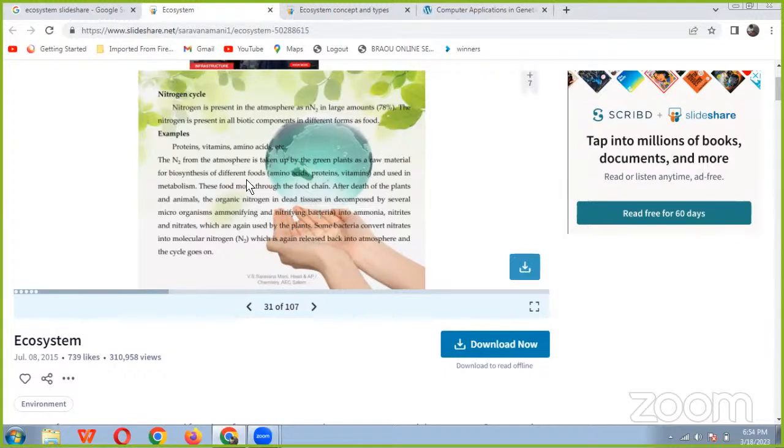Mainly the nitrogen from the atmosphere is taken by the green plants as raw material in the biosynthesis of different foods, amino acids, proteins, vitamins, and metabolism. After death of the plants and animals, the organic nitrogen in dead tissues is decomposed by several microorganisms, ammonifying and nitrifying bacteria, mainly the nitrifying bacteria Nitrosomonas and Nitrobacter.